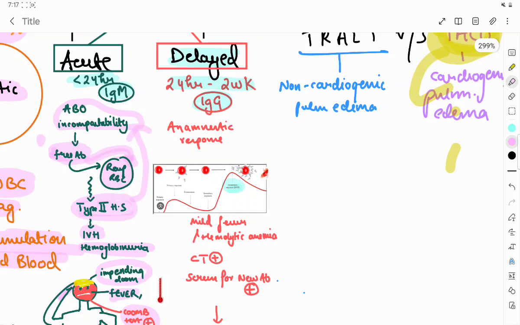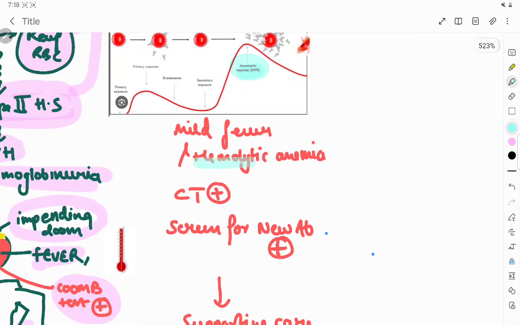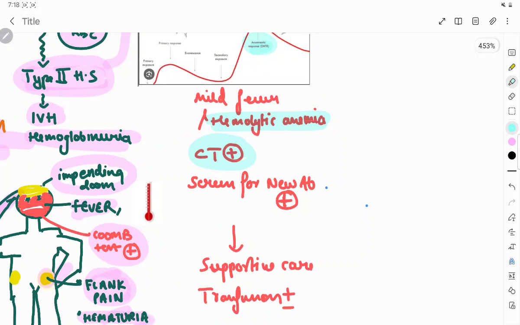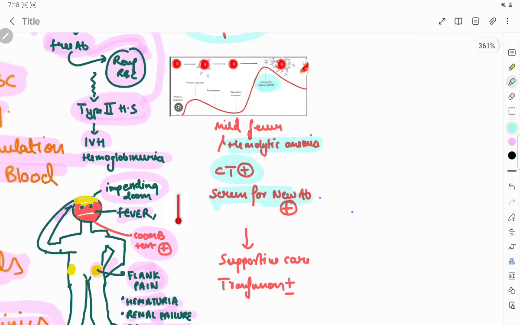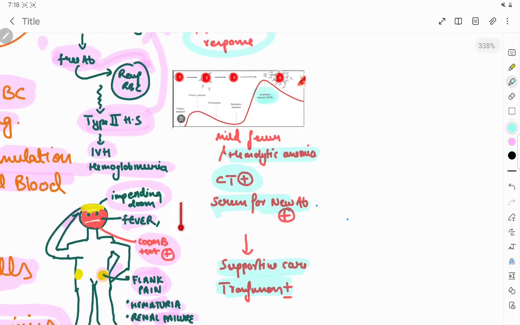Let's try to understand a bit about the delayed type of reaction. That is, the patient is going to have an anamnestic response as we studied. It is because of IgG and occurring within 2 weeks. You see, the patient can have hemolytic anemia again. Coombs test will be positive in this case also, and we can screen for new antibodies when the patient develops an anamnestic response. You give supportive care, and the patient may again require the correct transfusion when the patient's vitals are stable.